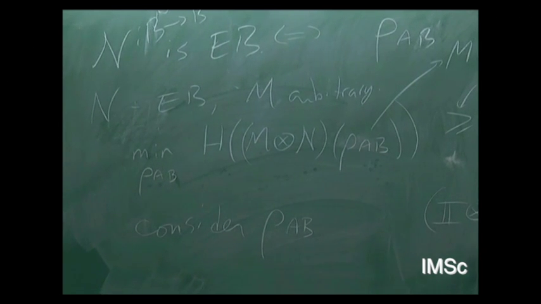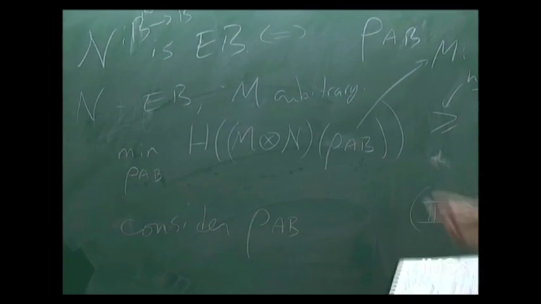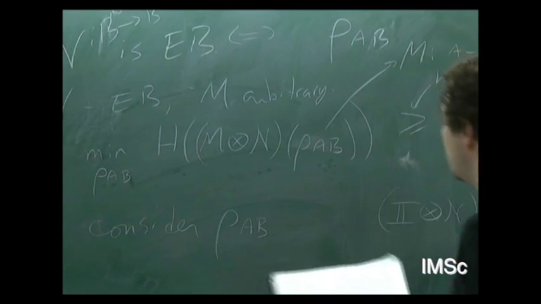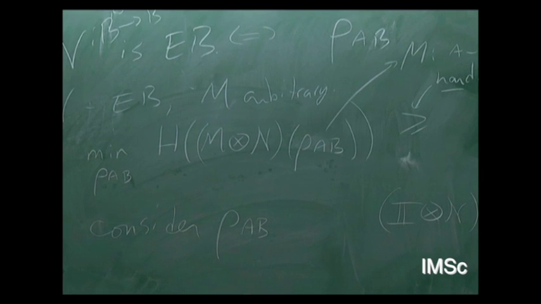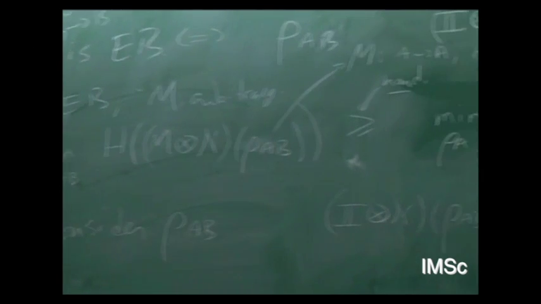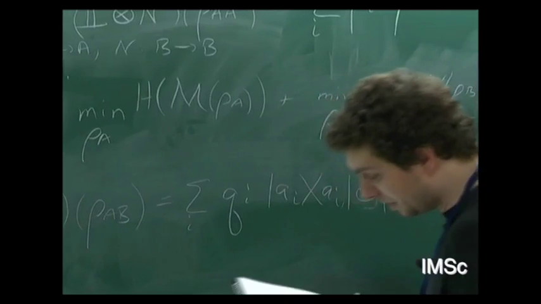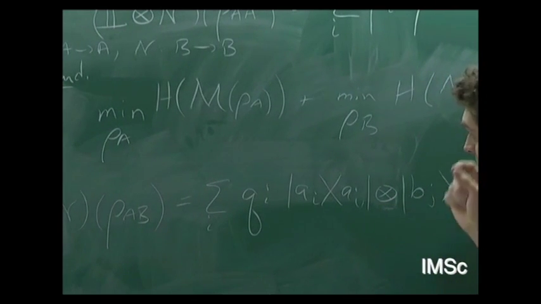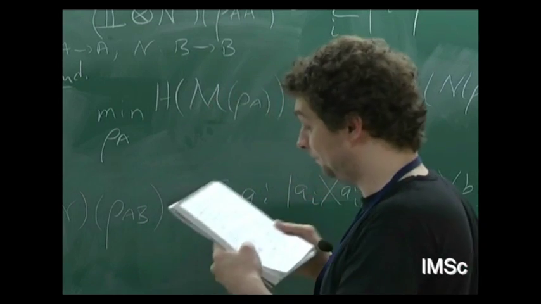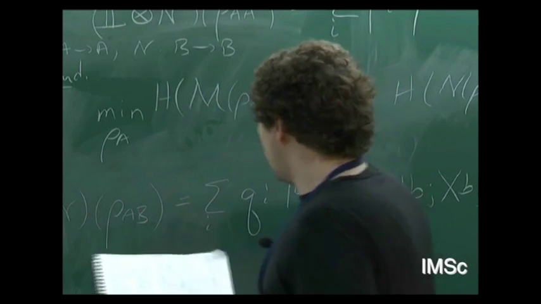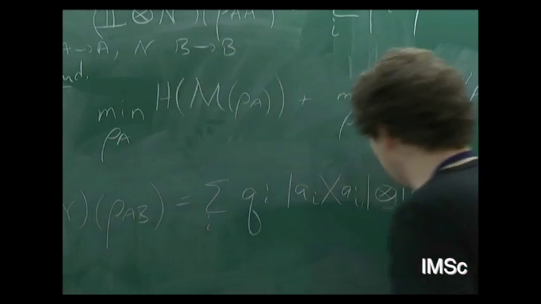OK, so this N is entanglement breaking. M is anything. We want to show for any state rho AB with a fixed input-output entropy here, we can do just as well by taking a state on just M and a state on just N, and still the sum of the individual entropies will be less than or equal to the entropy of the tensor product. And the point is, this is a separable state.